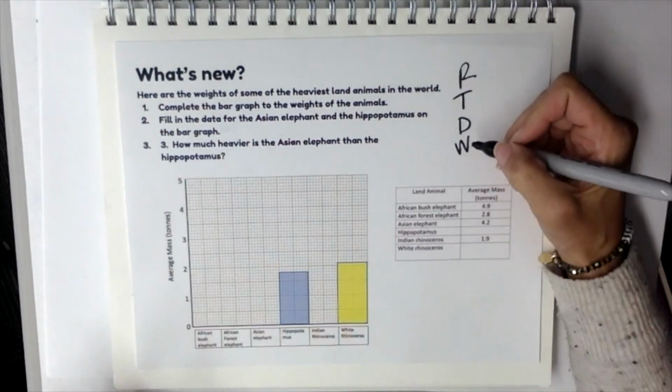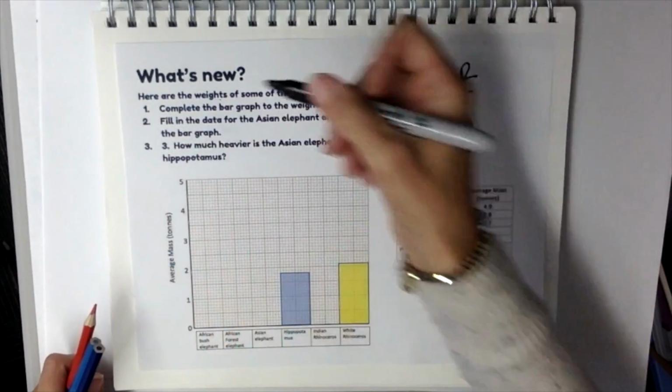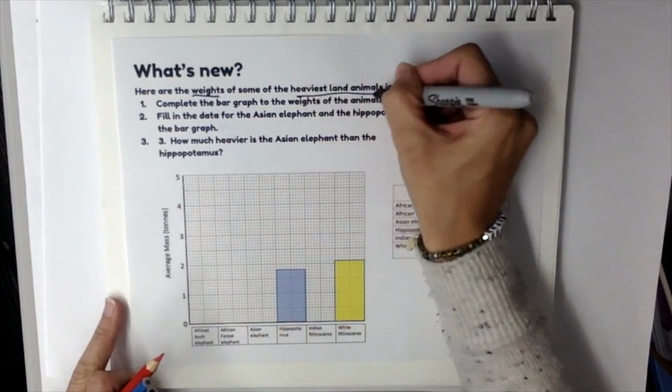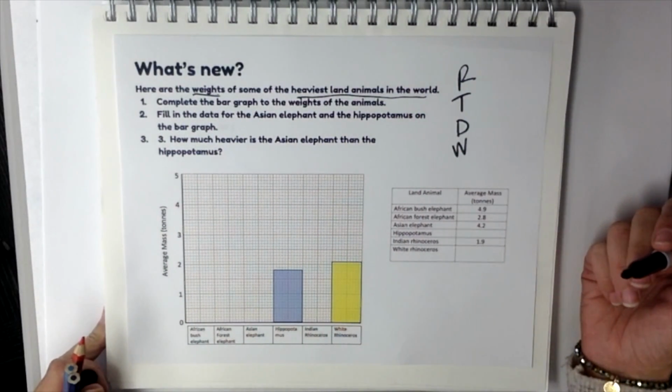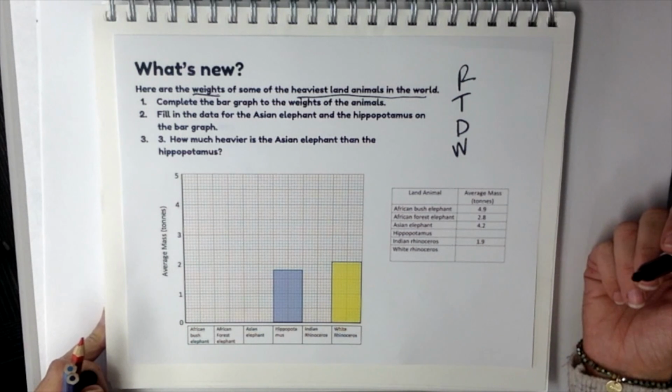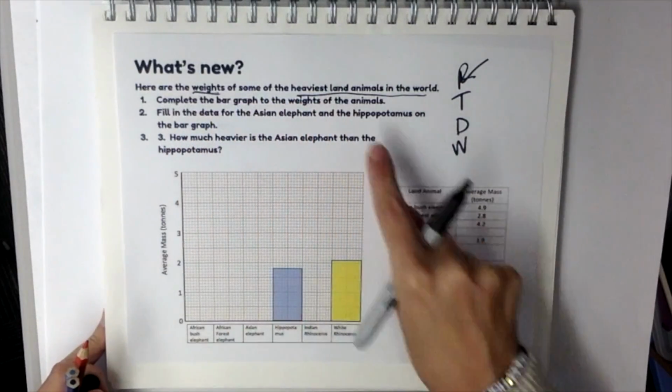Okay, here are the weights of some of the heaviest land animals in the world. Here they are down here. Complete the bar graph to the weights of the animals. Fill in the data for the Asian elephant and the hippopotamus on the bar graph. How much heavier is the Asian elephant than the hippopotamus? So let's start with number 1. Complete the bar graph to the weights of the animals.